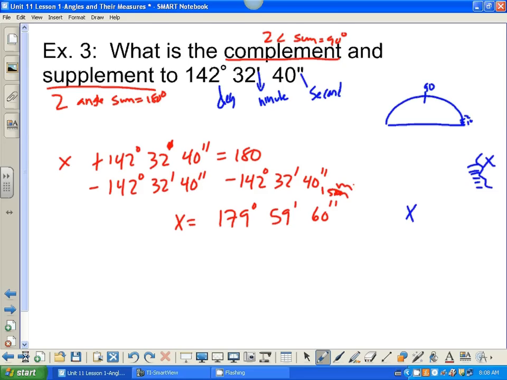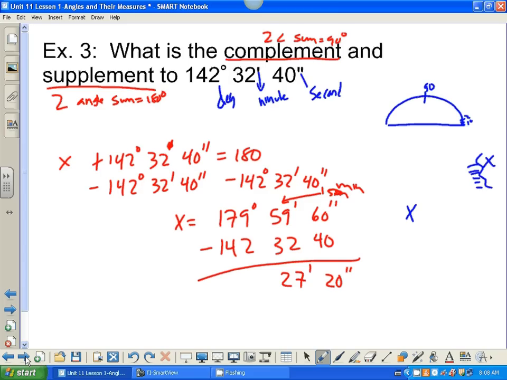If I add 1 minute to 59 minutes, I get 60 minutes, and 60 minutes is 1 degree, which would give me 180 degrees. And folks, this is pretty easy to do. 60 minus 40 is 20 seconds. 59 minus 32 is 27 minutes. And 179 degrees minus 142, what's that going to give me? 37. So 37 degrees, 27 minutes, 20 seconds. This would be the supplement of 142 degrees, 32 minutes, 40 seconds.